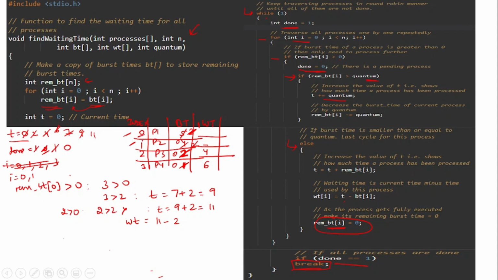So the same kind of looping will be there. Obviously for I equal to 2 and I equal to 3, we will not enter this particular branch, because the burst time there is not greater than 0. So automatically when we are done, the value of the variable done will be equal to 1, and the processes will come out of this loop. So this is basically a continuous loop till we have all the burst times as 0. When we have all the burst times as 0, the value of done will be equal to 1, and we'll come out of this loop.